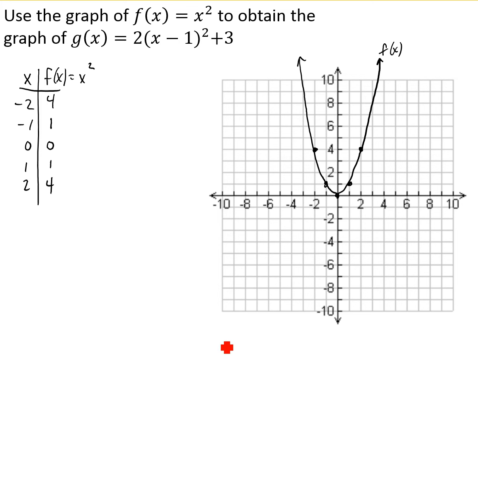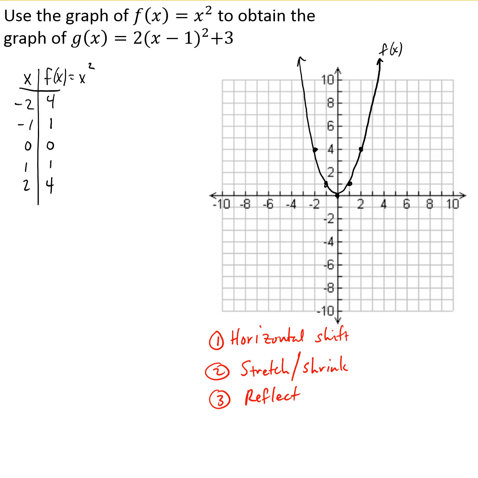First up, the first transformation we would need to perform would be any kind of horizontal shifts. Next, we would need to do any stretching or shrinking, and that includes either vertical or horizontal stretches. Third, we would need to apply any reflections. So that would be either a reflection over the x-axis or the y-axis, or possibly both. And last would be a vertical shift.